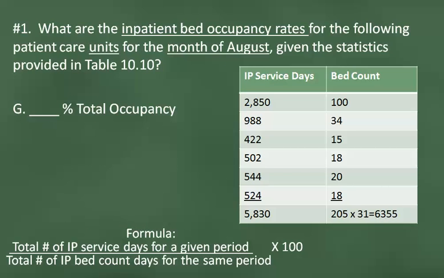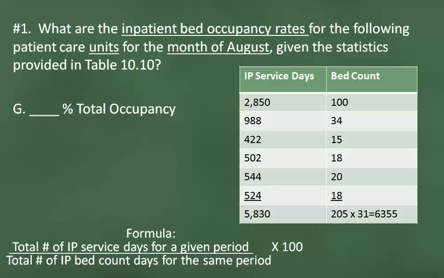Okay. I want you to work B through F on your own. That's good practice, and it's basically the same steps, just using the different numbers for the different units. Letter G is a little bit different though, so we were going to look at that one together. Letter G asks you for total occupancy. So what are we being asked for there?